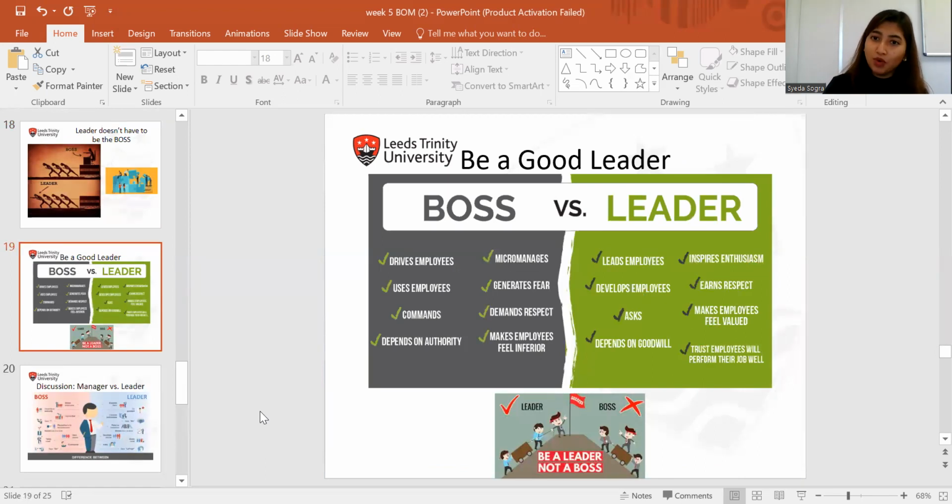So this is the difference between a boss and a leader. A boss drives employees, uses the employees, commands, depends on authority, micromanages, generates fear, demands respect, and makes employees feel inferior. A leader leads the employees, develops employees, asks them, depends on goodwill, inspires enthusiasm, earns respect, and makes employees feel valued.